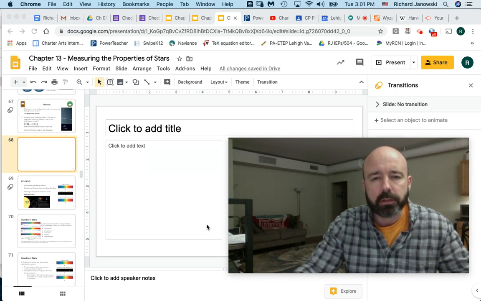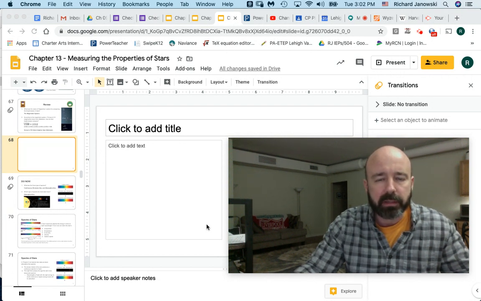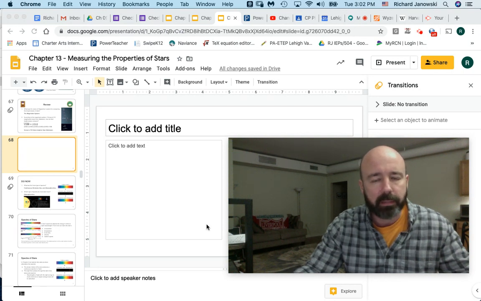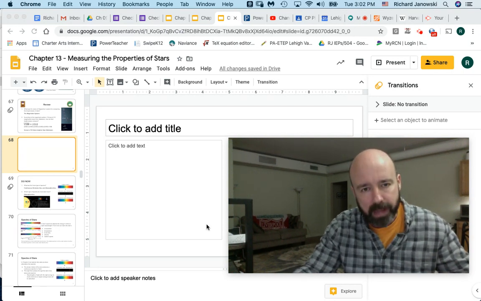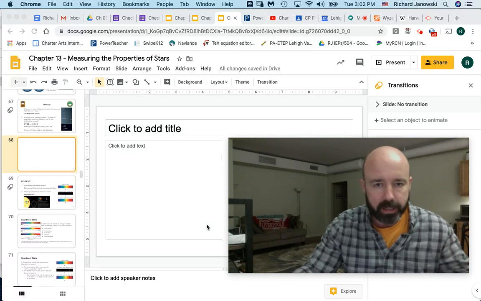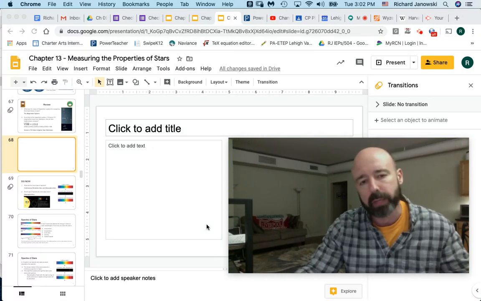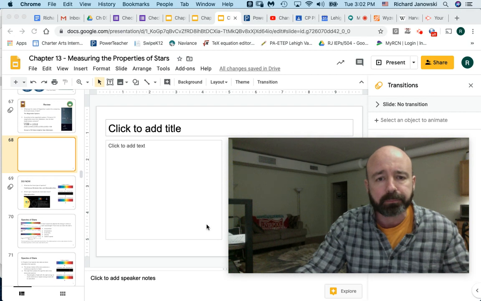This is part 5, I believe, of the chapter 13 slides for astronomy. In the last part, we learned about the magnitude system, where you compare the different brightnesses of stars, and we learned about apparent magnitude versus absolute magnitude. The first one's related to brightness, the second one's related to luminosity, so remember the difference between those two.